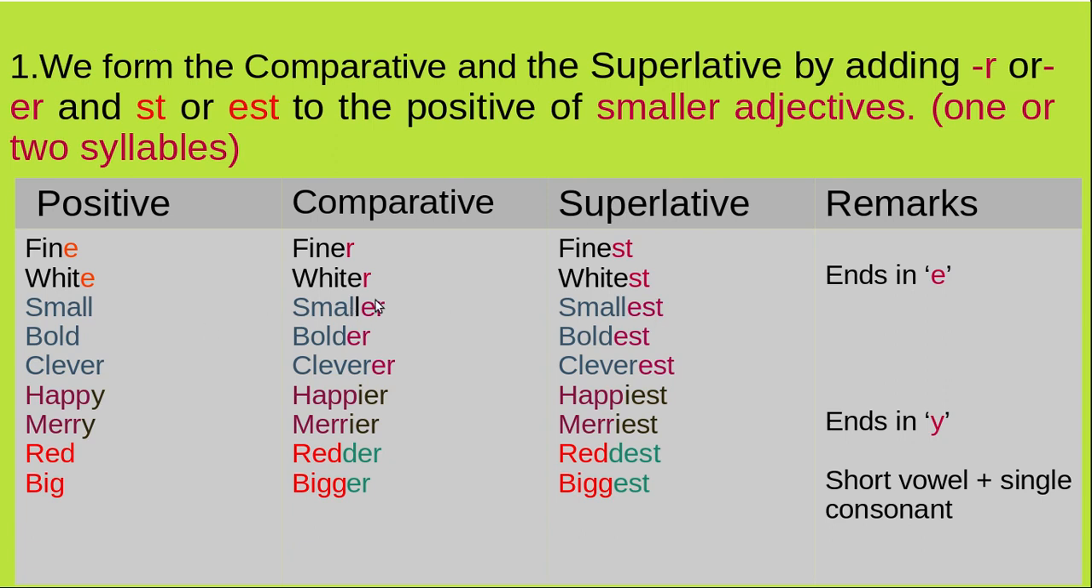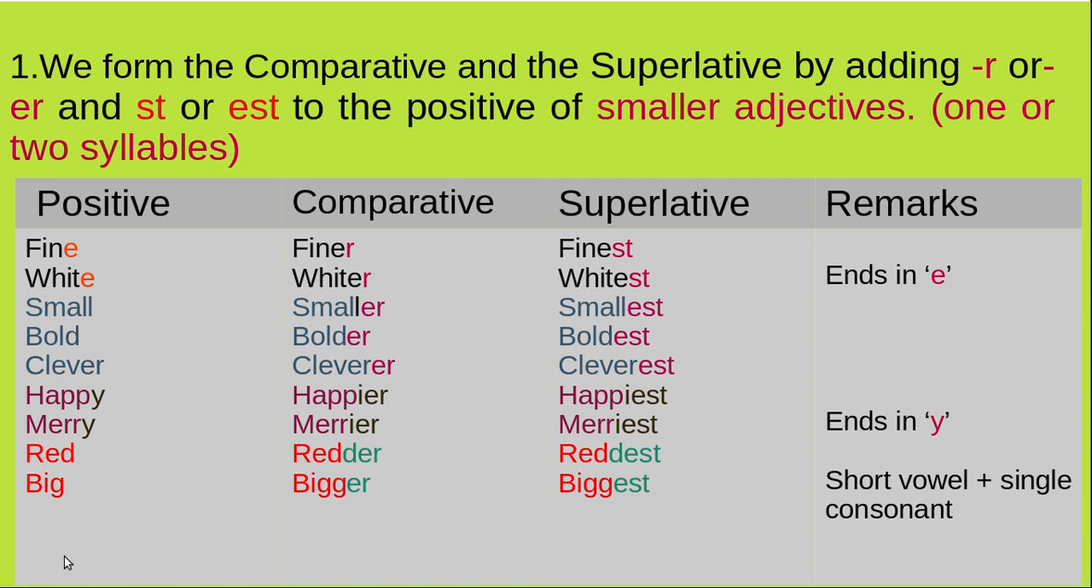Now here, see, no E is there. So you have to write er and est, right? Small, smaller, smallest. Bold, bolder, boldest. Clever, cleverer, cleverest. I think it is clear. But here you see happy. Y is there in the end. So Y should be changed. Happier, ier, and happiest. Merry, merrier, merriest.